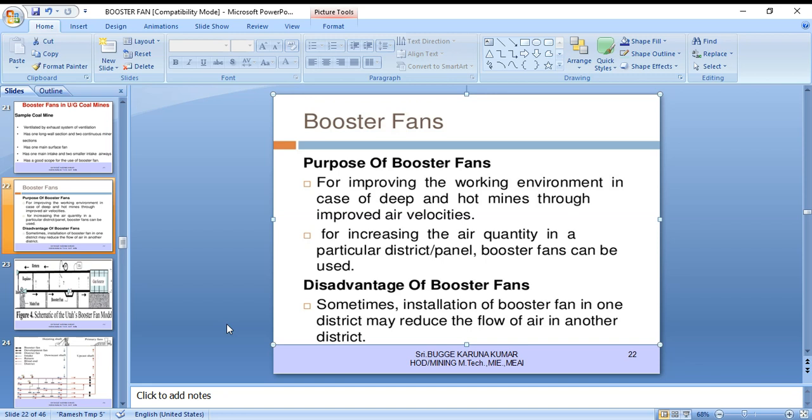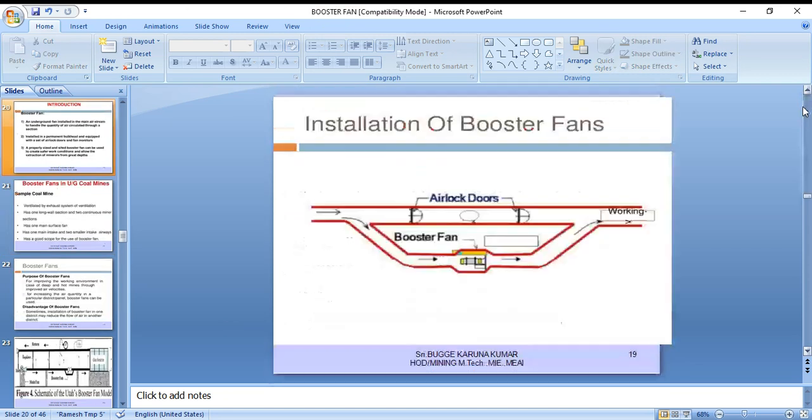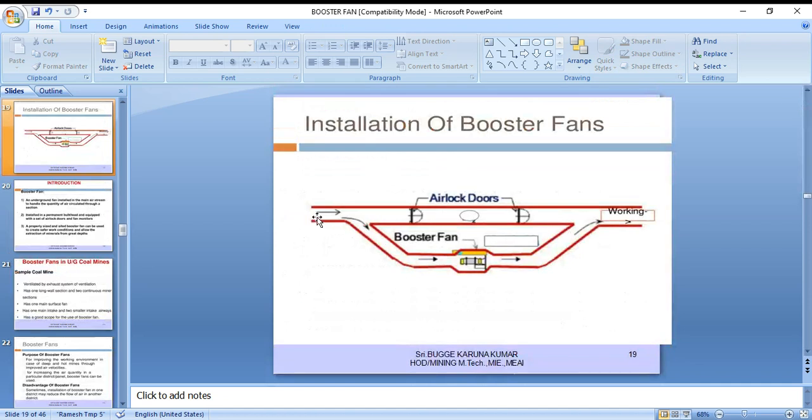That is the basic disadvantage of the booster fan. The basic purpose is this, but sometimes it may reduce the flow of air in other districts, so it will suck air automatically. You can understand by seeing this figure. If air is going this way, and is dropped from where you are going to another section, it is taken away. So with booster fan installation, air will be sucked to the other section, just like a straw.